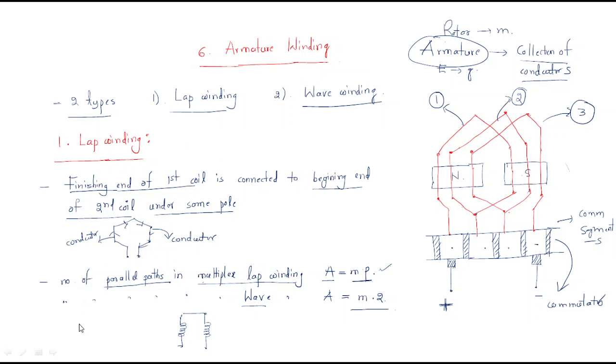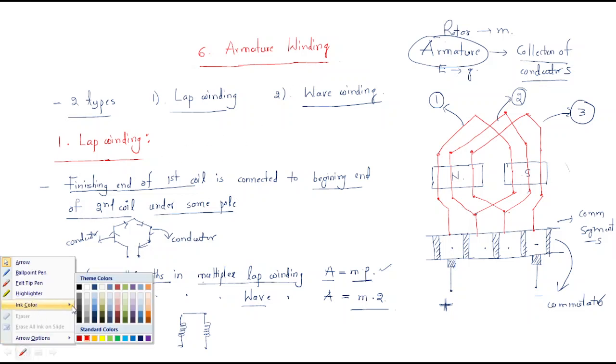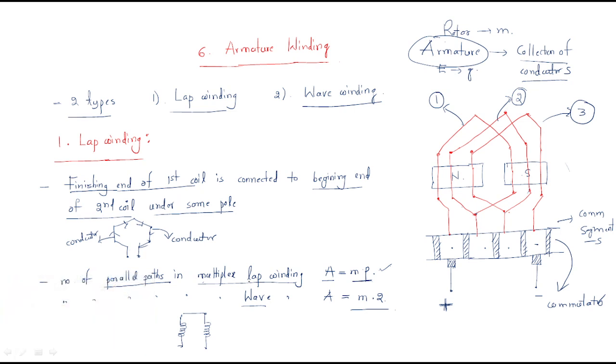Hello everyone, in the last session we discussed the armature winding. In the armature winding, generally we discussed the lap winding. In this lap winding, we have an important thing: the first coil starts with 1 and ends with 1 dash, the second coil starts with 2 and ends with 2 dash, and the third coil ends with 3 dash. Okay, so this is about the lap winding.